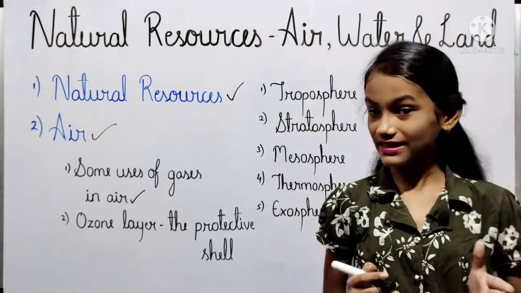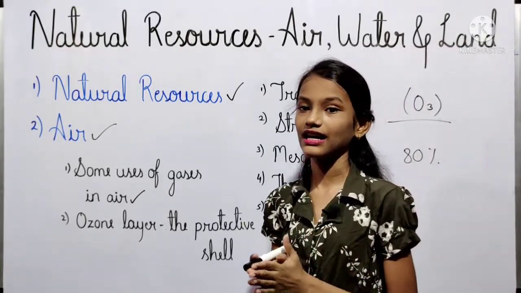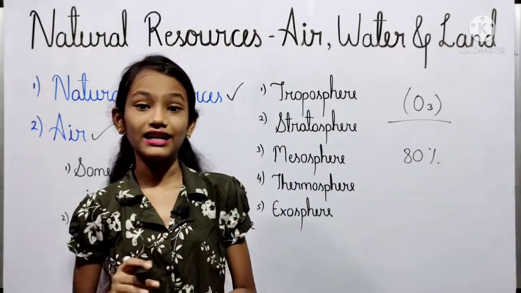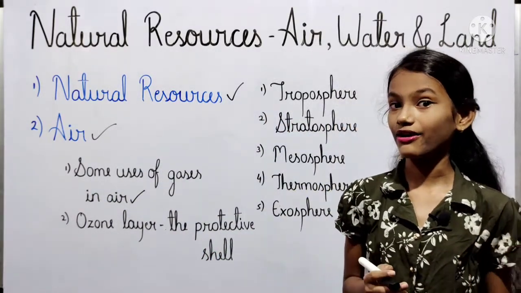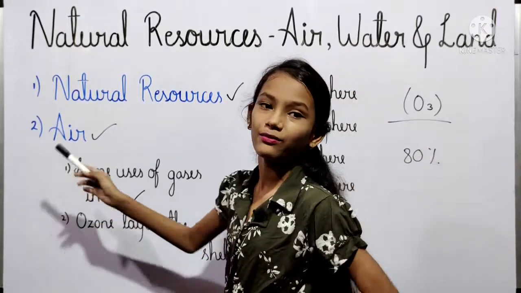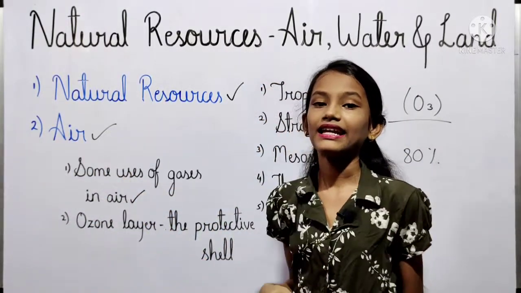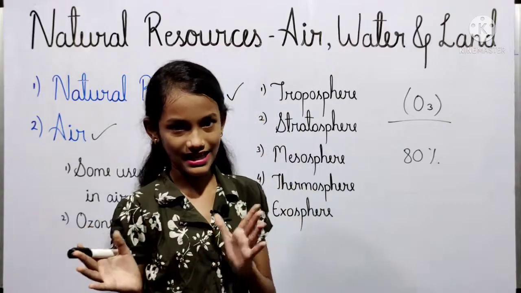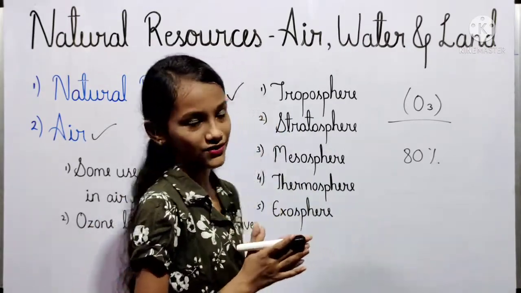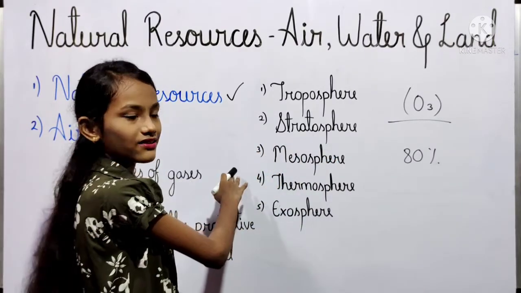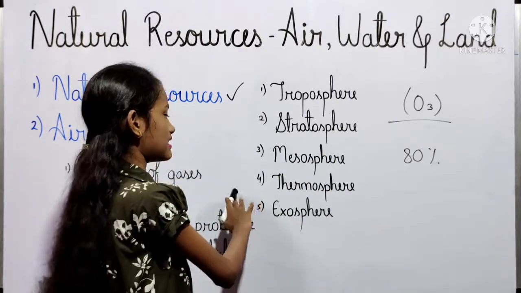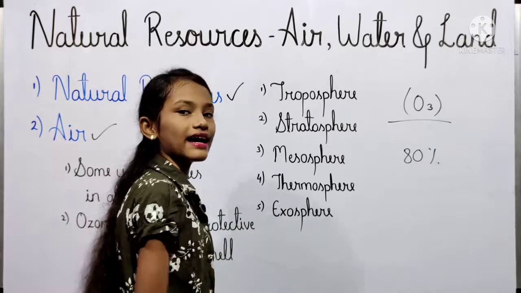The atmosphere is the layer of air that surrounds the earth. The water on our earth is about 71%, while the land is about 29%. Then the second point we have seen, that is the air. In it we have seen the question: which are the 5 layers of the atmosphere? They are the troposphere, first; second is the stratosphere; third is the mesosphere; fourth is the thermosphere; and fifth is the exosphere.